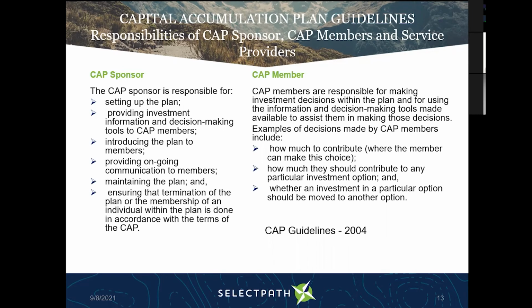So the guidelines were created for plan sponsors and employers. And you can see I've highlighted the key points of what the plan sponsors' responsibilities are. It's really just set the plan up and then provide investment information and decision-making tools to the capital accumulation plan members, providing ongoing communication, overseeing the plan, and then making sure that when the person leaves their employ, that the options are clear to that person on what they have to do next.